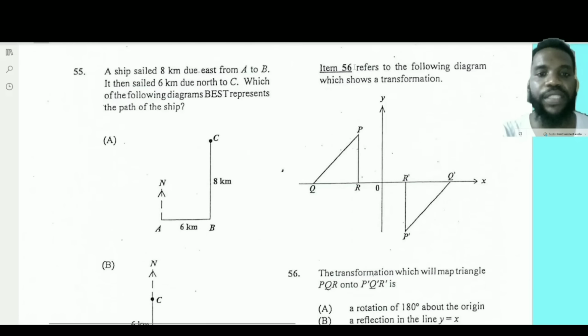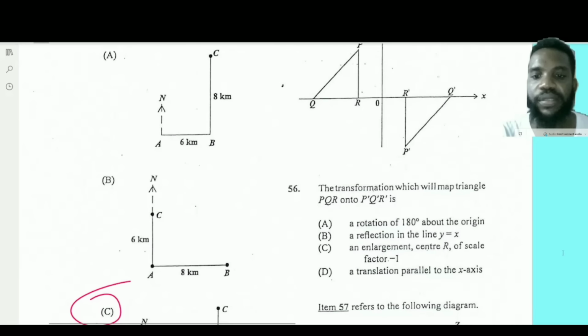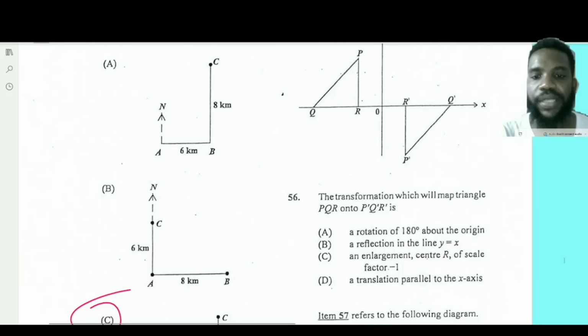56. It refers to the following diagram which shows a transformation. The transformation which maps PQR onto P prime, Q prime, R prime is, alright, we have several options here. Is it a translation? It can't be a translation because the orientation wouldn't be changed. It cannot be a reflection.